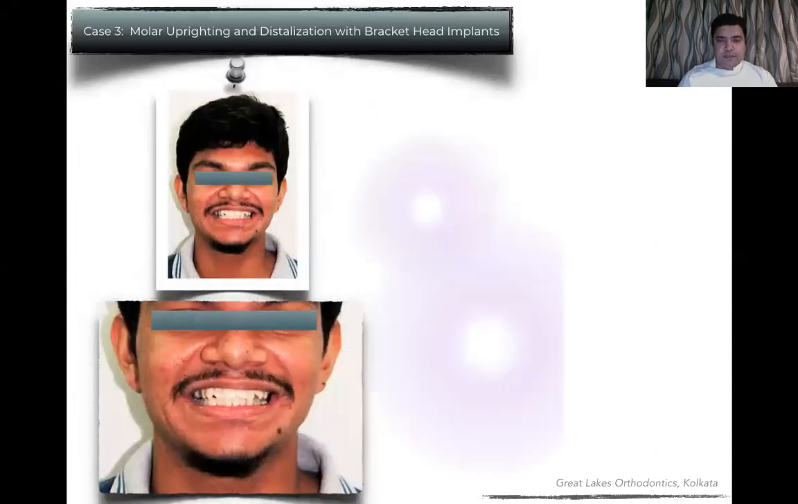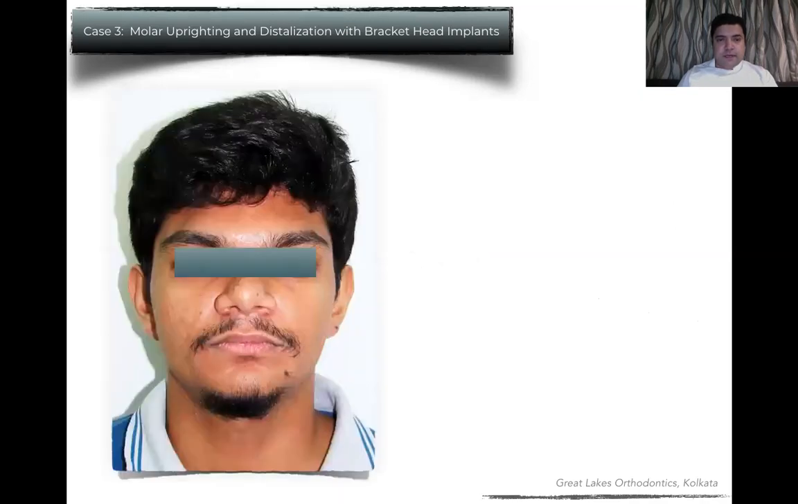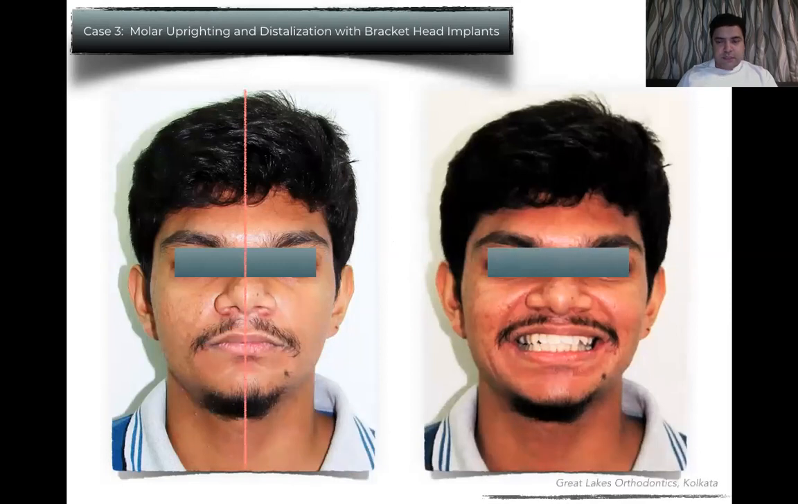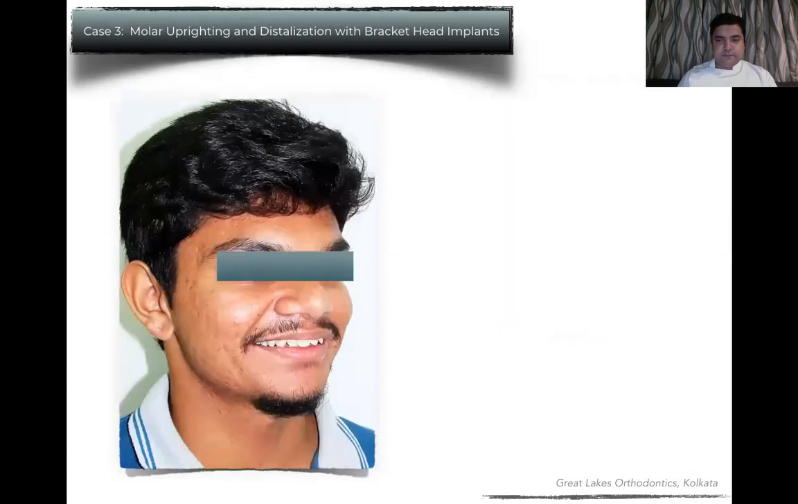This is a patient who presents with a chief complaint of irregular and forwardly placed upper front teeth and a cystic swelling in the lower left side. This patient did not have any relevant medical history. He was 22 years of age and male. Like regular orthodontic cases, we take records. The frontal view shows his face is pretty balanced and there are no midline issues. His smile shows a lot of crowding and forwardly placed upper front teeth.